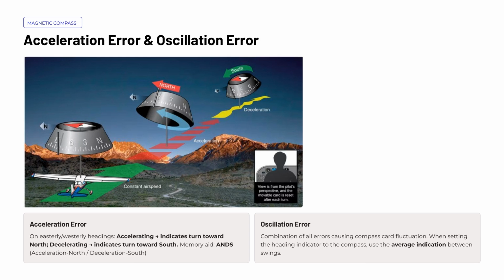Oscillation error is essentially a combination of all the various compass errors working together, causing the compass card to swing back and forth rather than settle on a steady indication. Because of this swinging motion, you should never attempt to set your heading indicator to a single momentary compass reading. Instead, observe the compass through several complete swings and use the average value between those swings. This gives you a far more accurate and reliable reference heading. Both of these errors reinforce why the magnetic compass, while essential as a backup instrument, requires careful interpretation and cross-checking with other navigation instruments during flight.